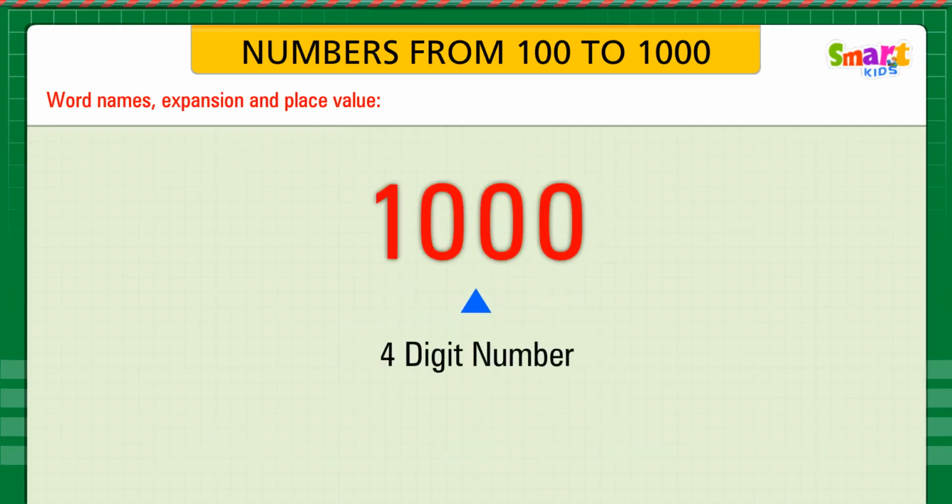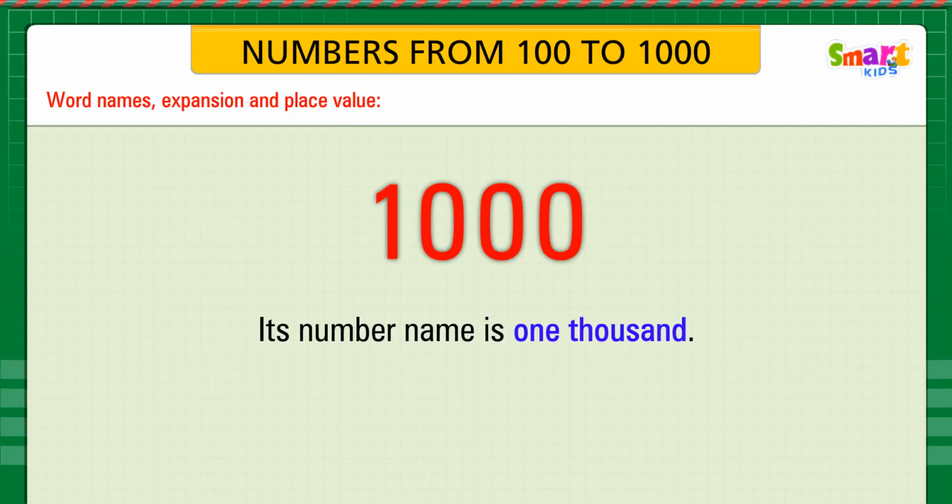1000 is a 4-digit number. Its number name is 1000. 1000 is the smallest 4-digit number. Let us now learn comparing the numbers.